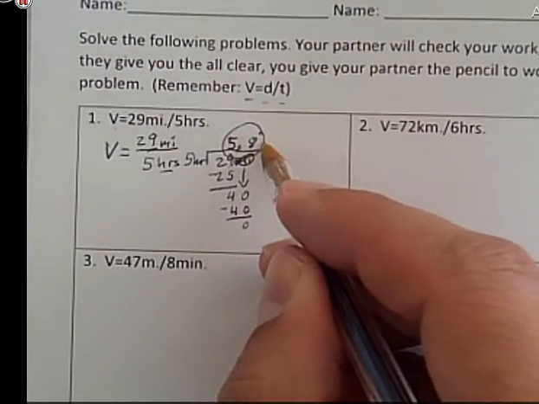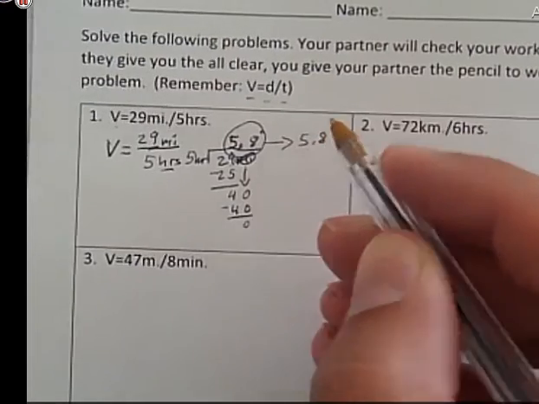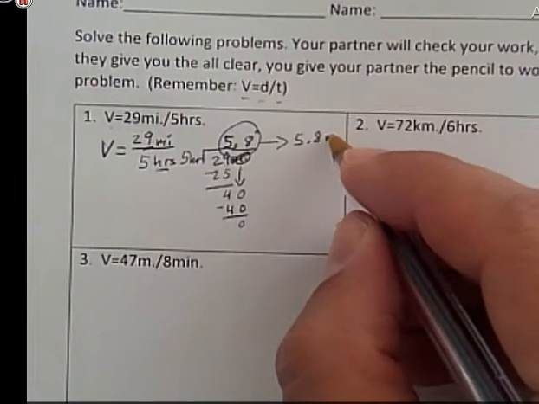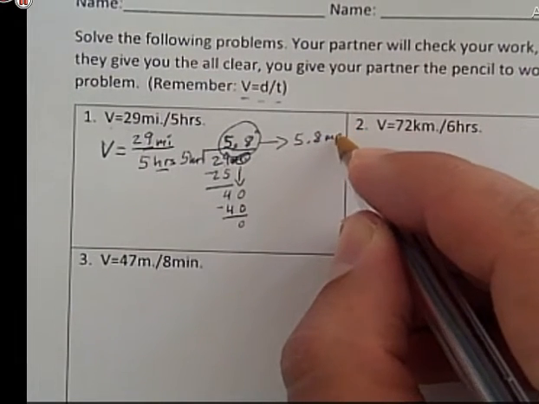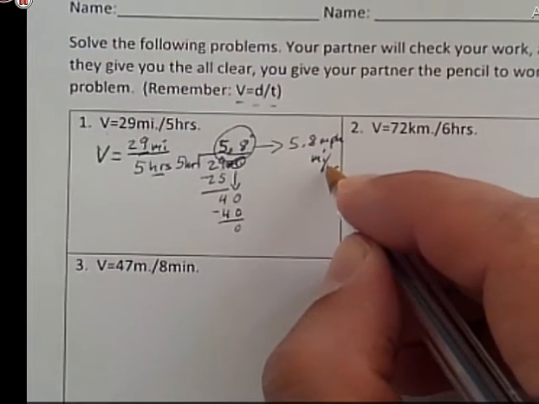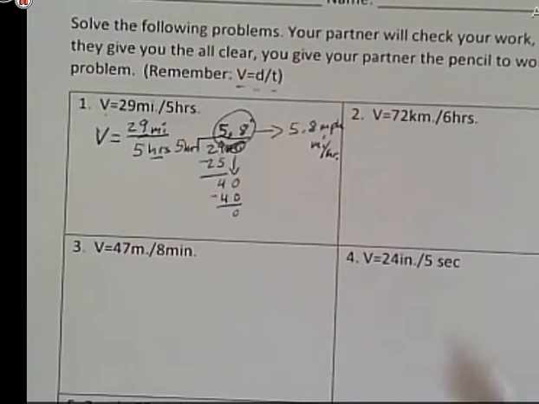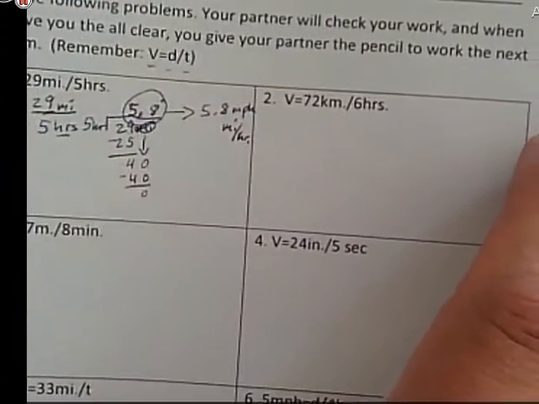I'm going to do a circle. Going to do the arrow. So that this way I can see where the answer is. 5.8 miles per hour. Or if you just write MI over HR, that's fine too. 5.8 miles per hour. Now maybe that wasn't good enough for you. Let's go ahead and take another look and see how we can do it.